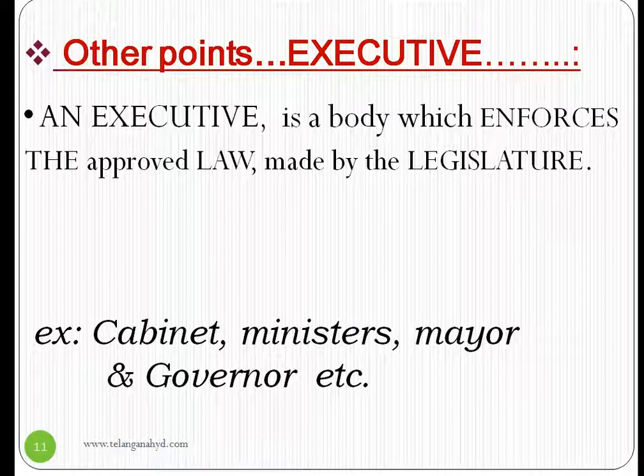The final word for today's discussion is executive. An executive is a body which enforces the approved law made by the legislature. Example, cabinet, ministers, mayor, governor and president, etc. Depending on the country and depending on the laws which the legislature makes.